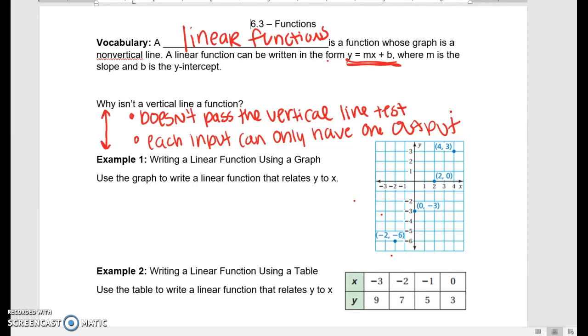So remember the vertical line test, you hold it up, you bring it over the graph. If it touches 2 points or more than 1 point at the same time, then it's not a function. Obviously, if it's a vertical line and you're doing the vertical line test, it will touch every single point that is on that particular line.